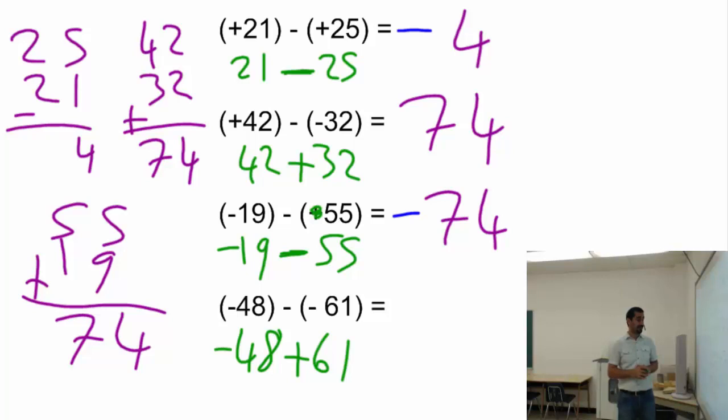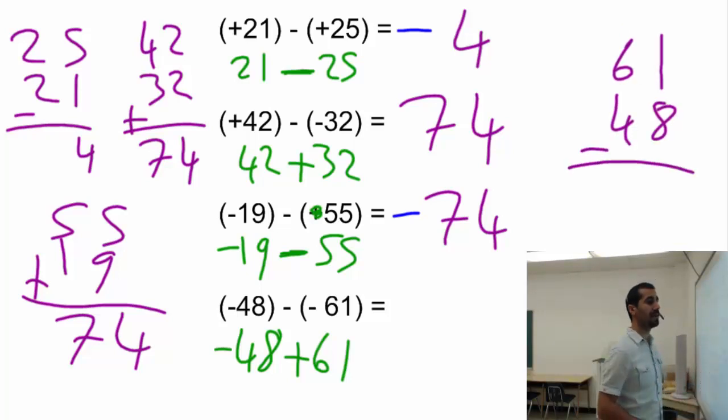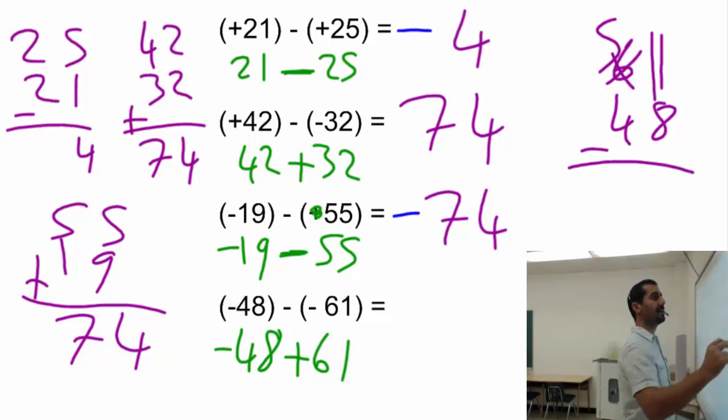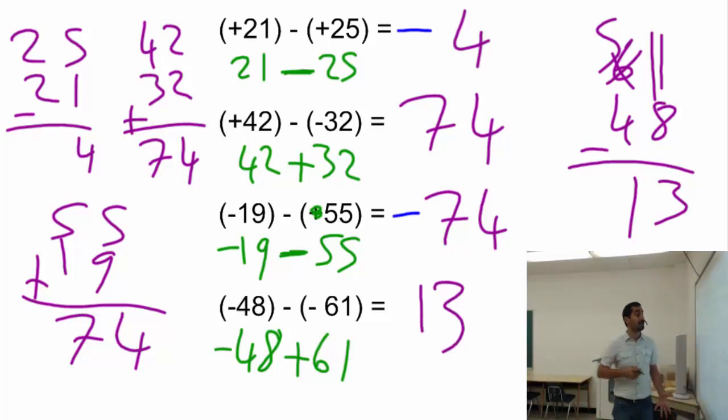And then minus 48 plus 61. Two different signs. Let's go down. Let's write down the big number first. 61, 48. Let's go down. This is 5. That's 11. 3, 1, 13. So 13, positive 13, no sign 13 is the answer. So that's how you do it. And now let's go ahead and practice.